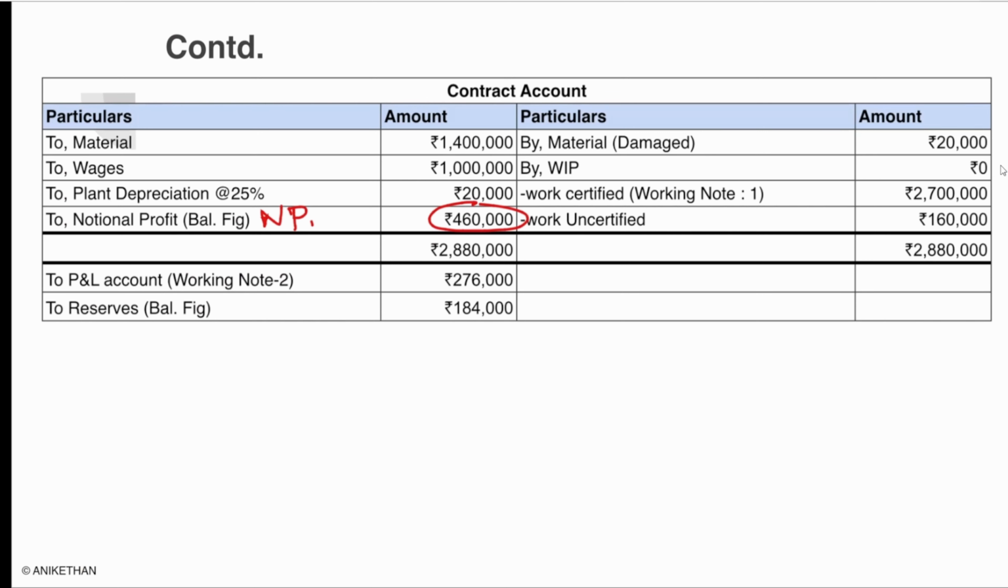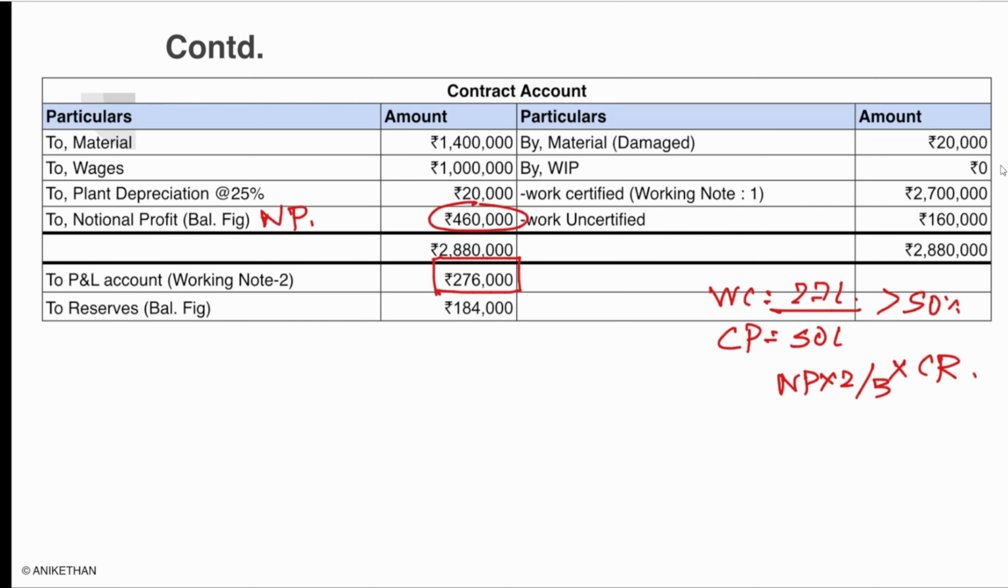Then I have to check what my completion is. Contract price is 50 lakh. Work certified is 27 lakh. When I take the ratio, I know this is more than 50%. As per my rule, I have to take notional profit and multiply with 2/3 and the cash ratio. So I will take 4.6 lakh, multiply it with 2/3 and the cash ratio. I will get P&L, which is 2.76 lakh.